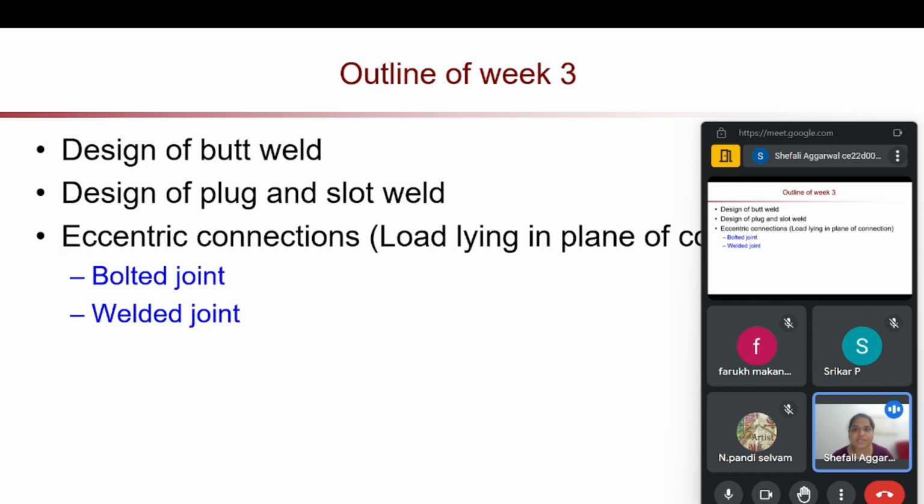So this is the outline of week 3. In week 3, you might have studied about design of butt welding, and what are other types of welding like plug and slot weld, and how to do the design of these types of welding. And lastly, you might have studied about the eccentric connections, mainly where the load is lying in the plane of connection. Here you might have studied it in two parts. First is bolted joint and second is welded joints.